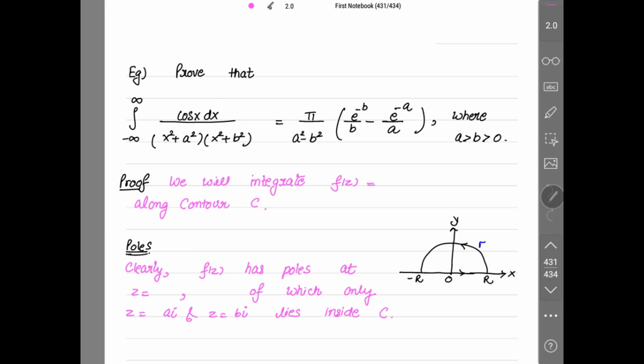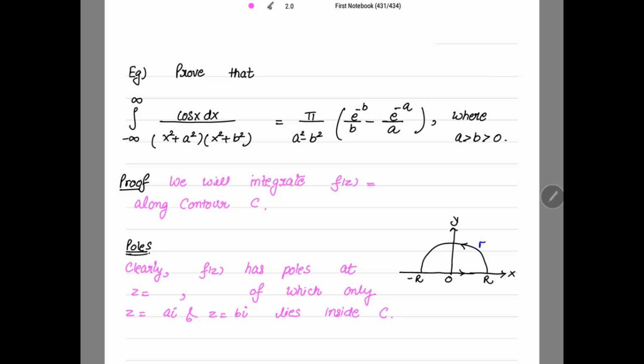Let's start. Here the example is: prove that the integral from minus infinity to plus infinity of cos x dx over (x squared plus a squared) times (x squared plus b squared) is equal to pi over (a squared minus b squared) times (e to the power minus b over b minus e to the power minus a over a), where a is strictly greater than b, strictly greater than 0.